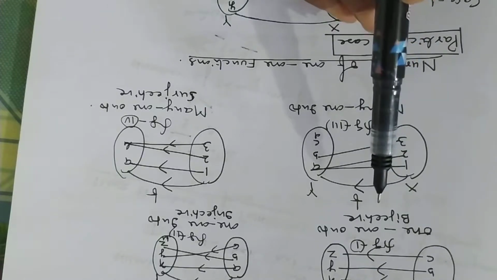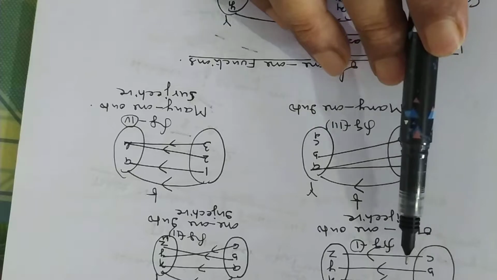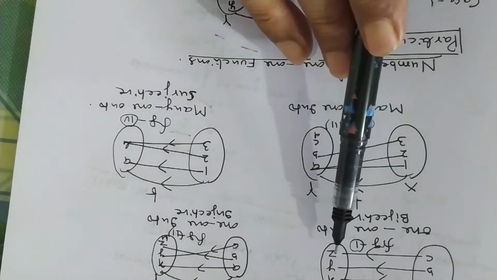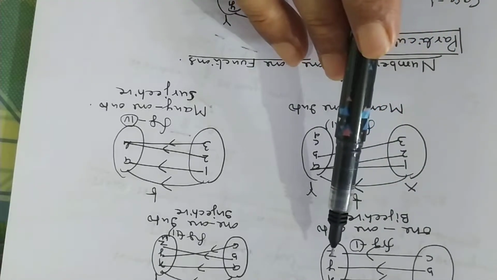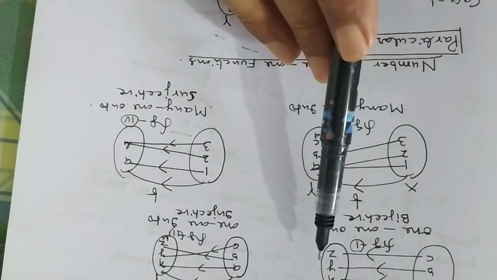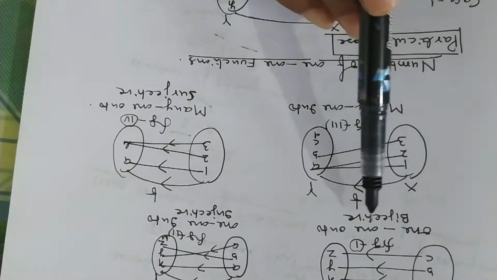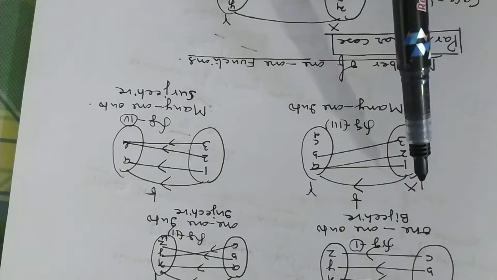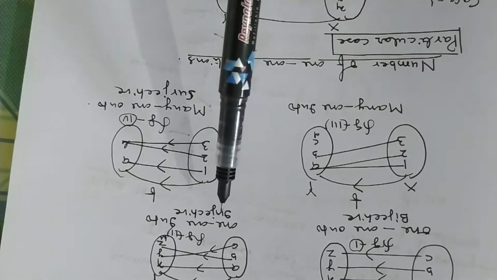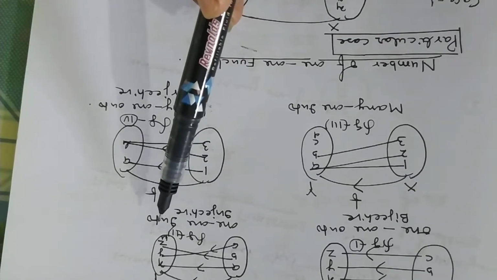In diagram 1, what do you observe? We observe that every object has a unique image, and there is one more adjective here: unique and distinct. Unique, but it should be distinct. So, one-one onto. And in figure 2, what do you observe?